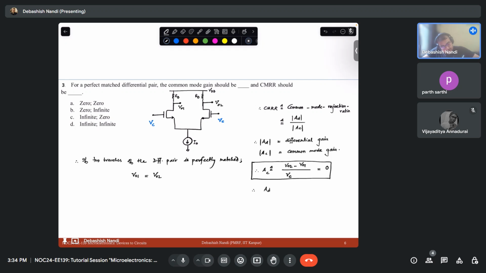And what about your differential mode gain? How is that defined? Let's say you are applying some V1 here and V2 here. It is defined as VO2 minus VO1 over V2 minus V1. That is generally non-zero and non-infinity, because your inputs are different, so that will be a finite ratio. So now what is your CMRR for this case?